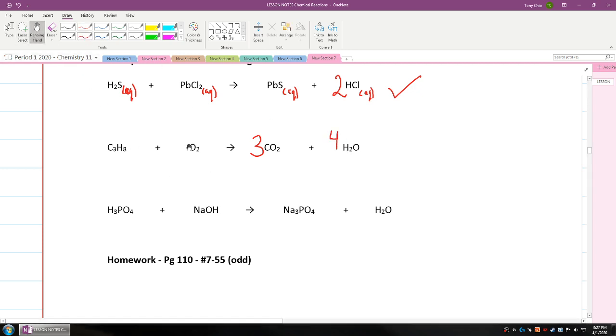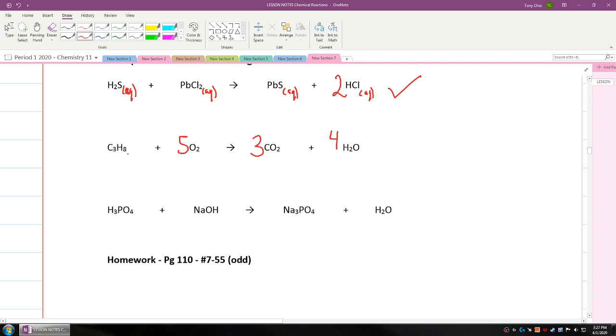Our last step now, balance the oxygens. We see that we have 2 oxygens here, but we have 3 times 2, which is 6 oxygens here, and 4 times 1, which is 4. So we have 10 oxygens total. In this case, we need to make this 10 as well, so we put a 5 in front of the reactant side, oxygen gas.